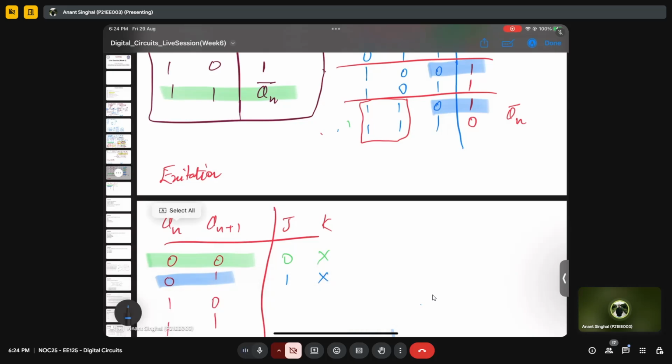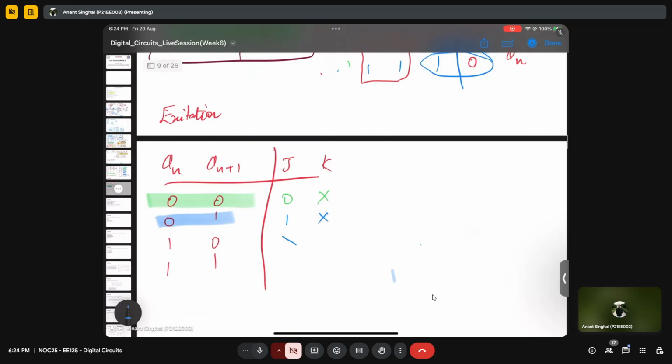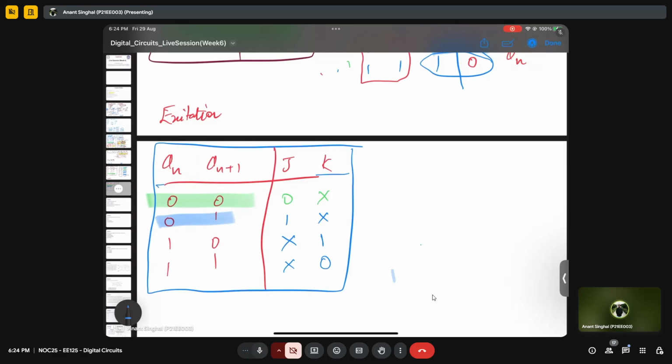So similarly now we have 1 0 here and 1 0 here. So we can clearly see it will be x1 and at last it will be x0. You can check it. So this is the excitation table for a JK flip flop.